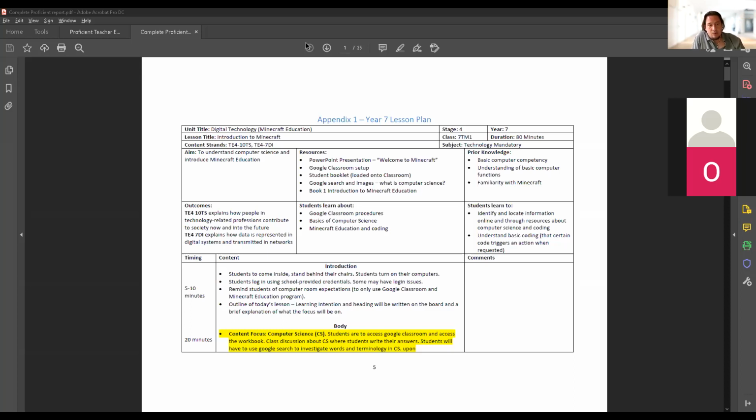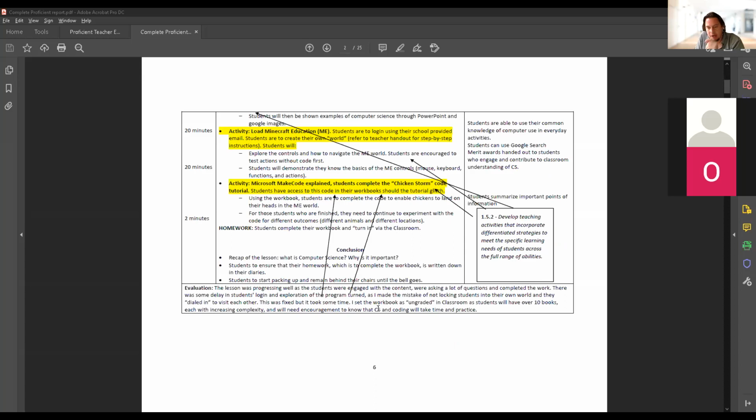I was able to show the unit title, lesson title, content strands, what class it was, how long the class was, really basic information, okay? I had aim, resources, and prior knowledge all set up. I spoke about the outcomes from the syllabus, what my 3 goals were for that lesson, and what the students should be able to learn by the end of it, okay? Basic structure of a lesson plan, I did an introduction, I had my body, and then I had my conclusion.